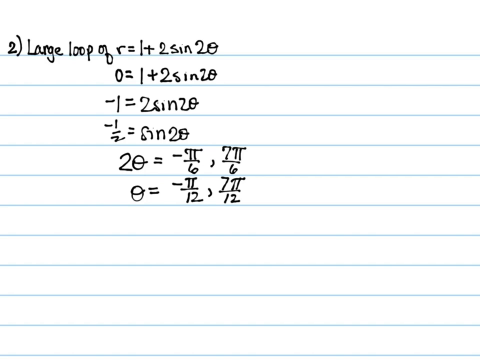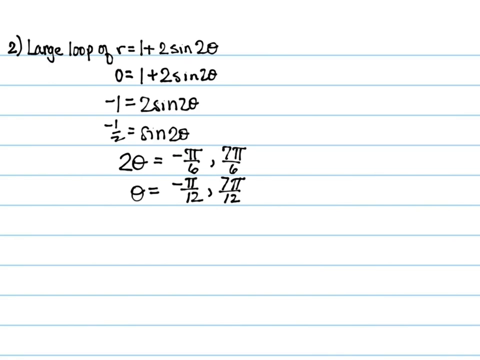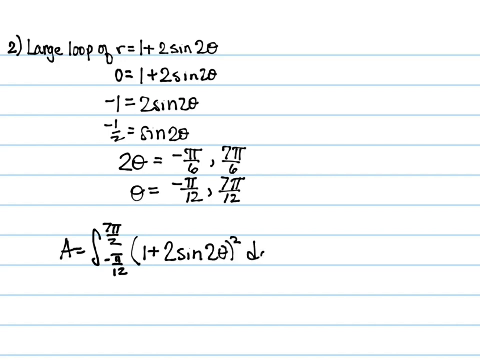We're ready to do the area formula. We had encountered that last time. It's right over here. The area is 1/2 between our limits of integration, which we just found last time, of our function value, or our radius, squared. So in our case on this one, our area equals the integral from negative pi over 12 to 7 pi over 12 of 1 plus 2 sine of 2 theta squared d theta.